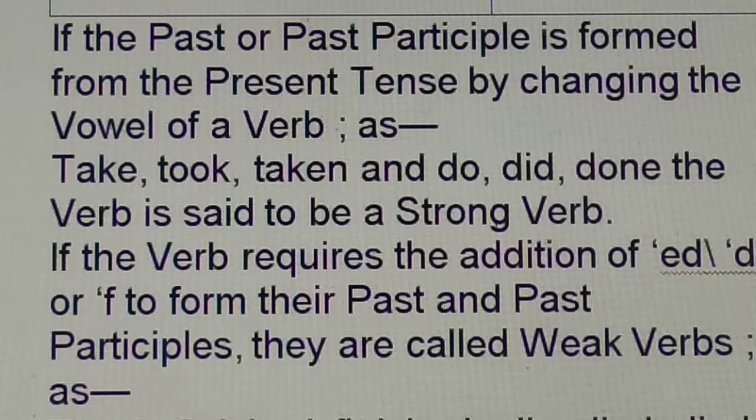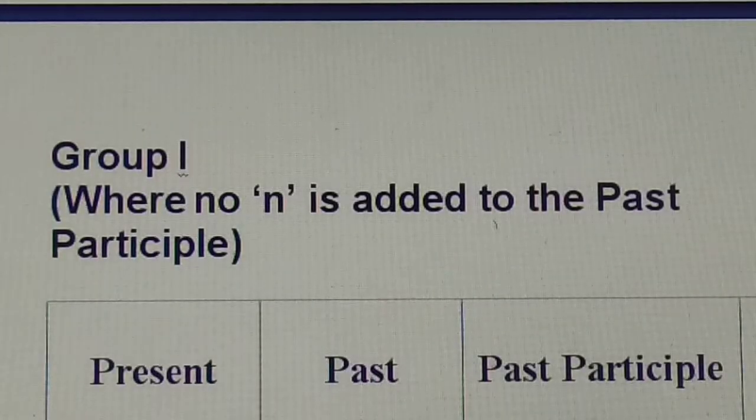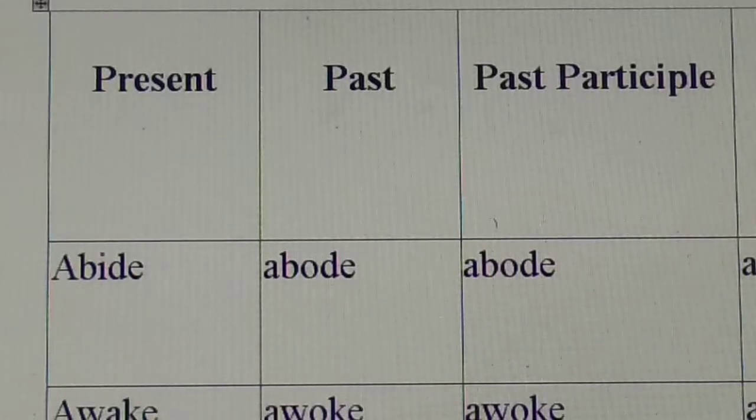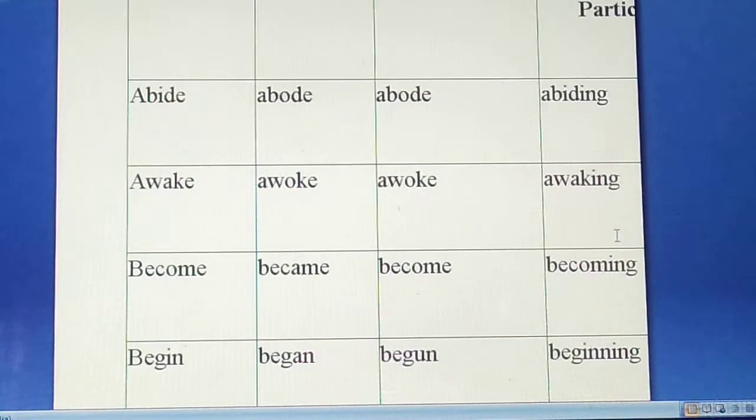If the verbs require the addition of ed, d or t to form their past and past participles, they are called weak verbs, as finish, finished, finished; died, died. Group 1, where n is added to the past participle. Abide, abode, abode, abiding. Awake, awoke, awoke, awaking. Read those verbs.